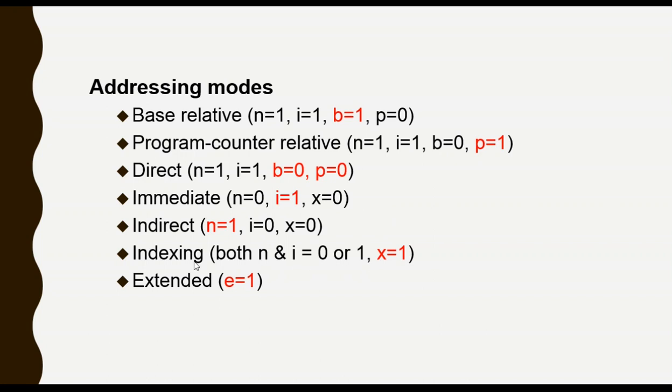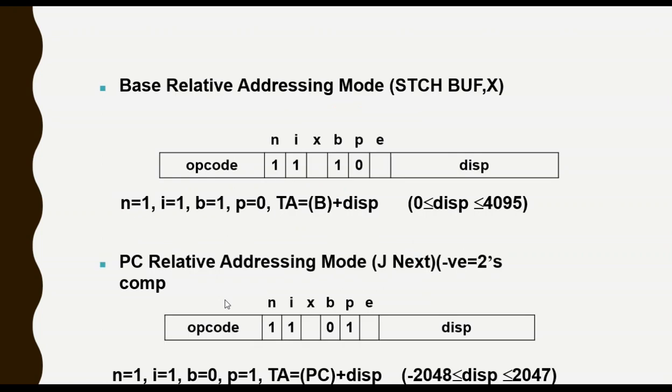So indexing means N and I are 0 or N and I are 1, but X should be 1. So here 0 or 1, any type. Then the next one is extended. So here E will be set to 1.